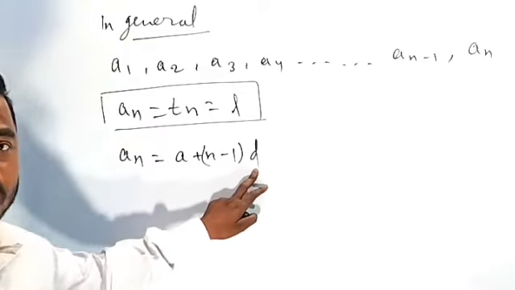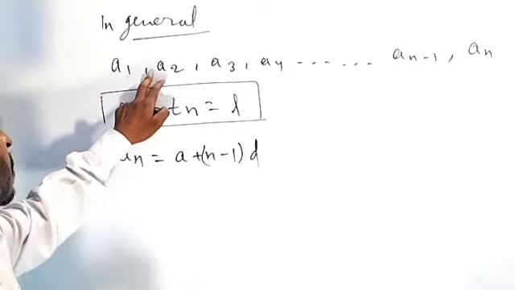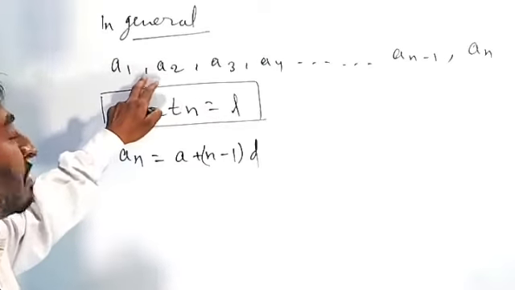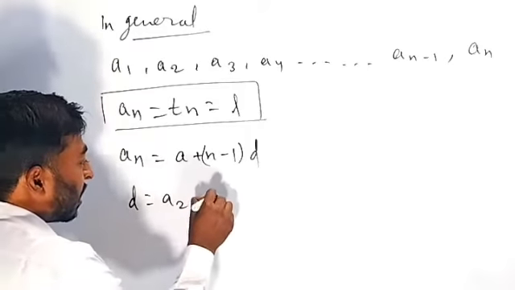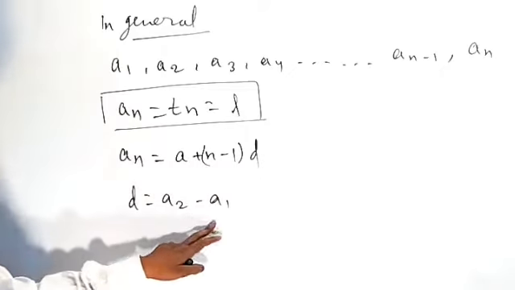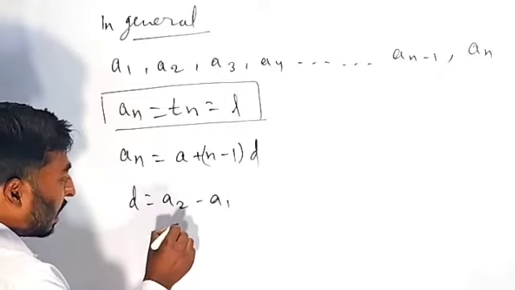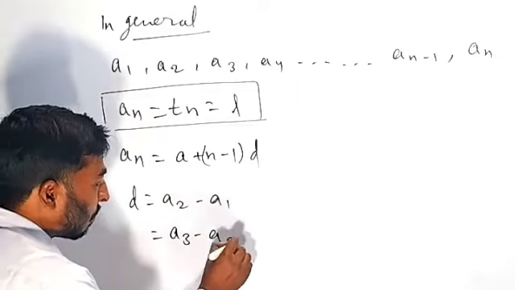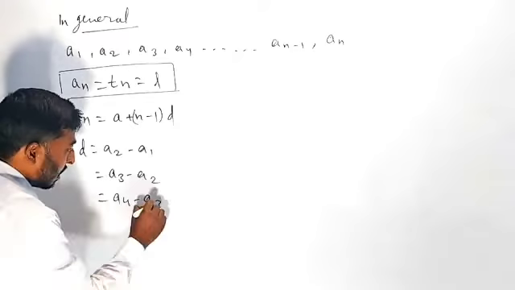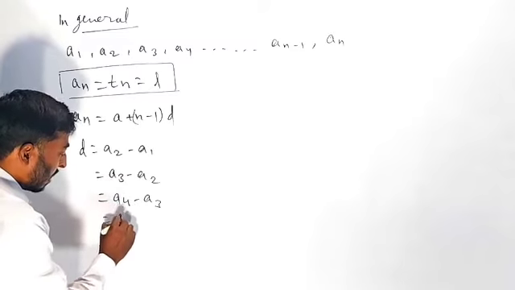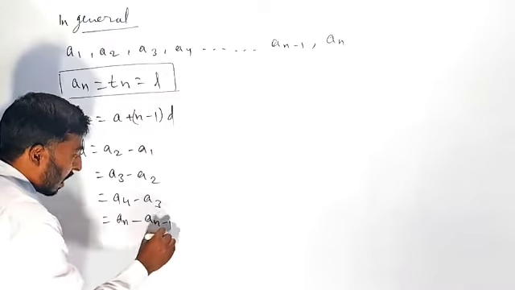And here what is d? Do you know what is d? d means the difference between two consecutive terms. It means d is equal to a2 minus a1, and that is the constant. All are equal: a3 minus a2, a4 minus a3, and also we can write an minus a(n minus 1).